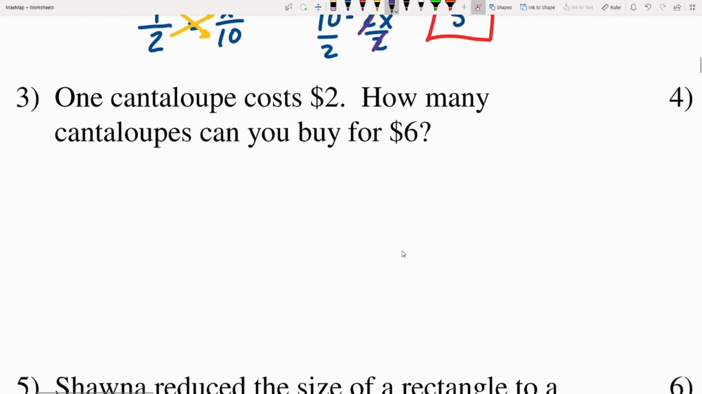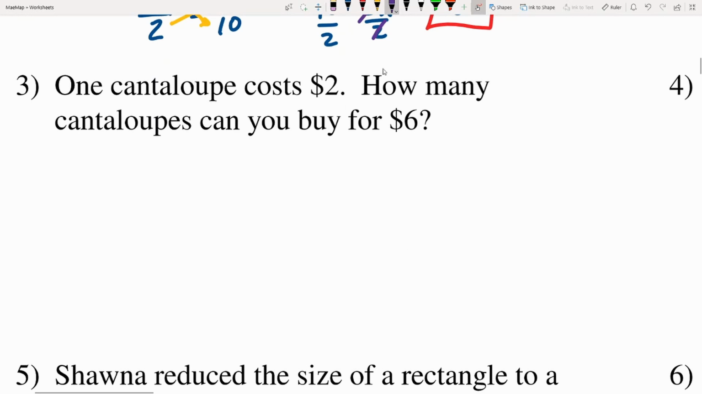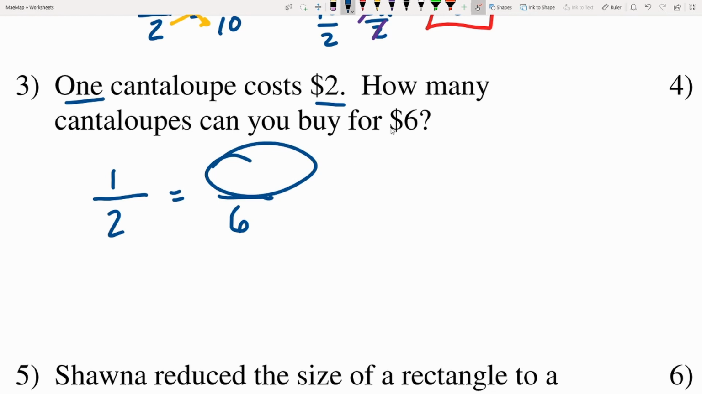In number 3, we have one cantaloupe that costs $2. So again, one item costs $2. So 1 over 2. How many cantaloupes can we buy for $6? I'm going to leave my money in my denominator. So because I have $2 in my denominator, I'm going to have $6 in my other denominator. I have one cantaloupe in my numerator, and I'm trying to figure out the amount of cantaloupes I can buy.